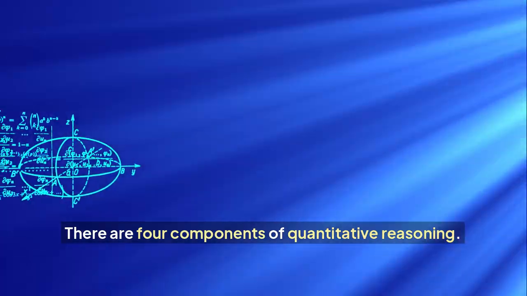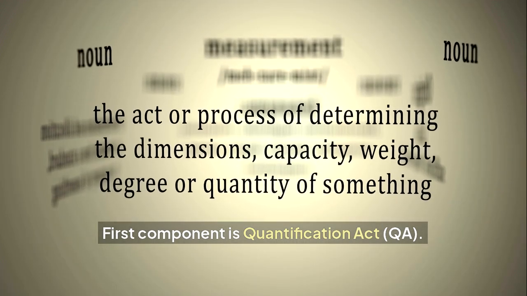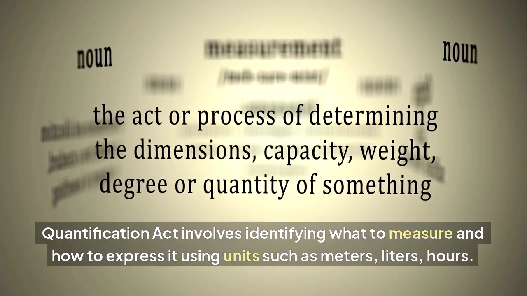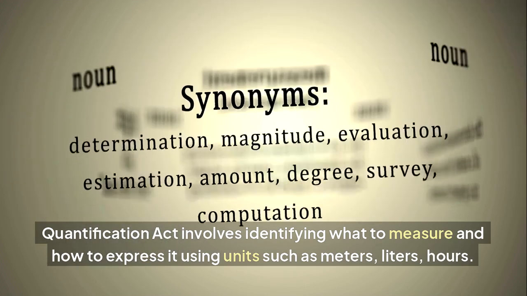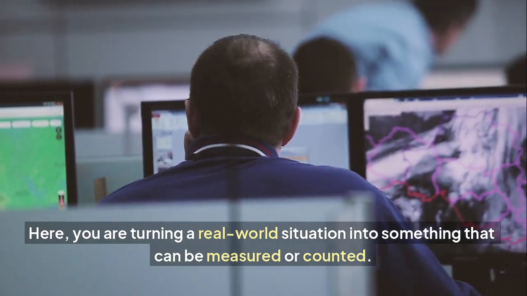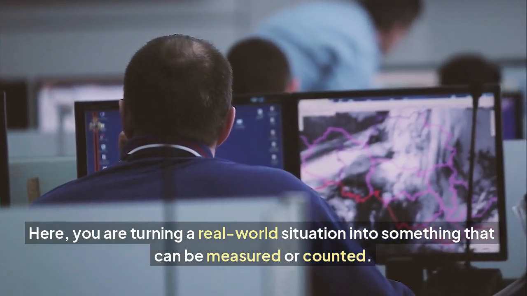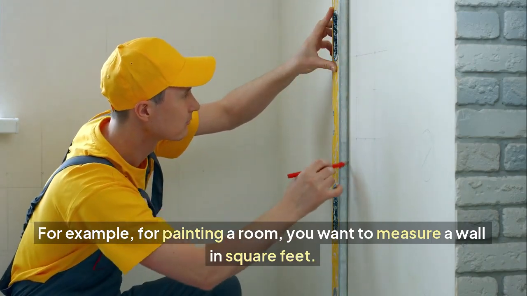There are 4 components of quantitative reasoning. First component is Quantification Act, QA. Quantification Act involves identifying what to measure and how to express it using units such as meters, liters, hours. Here, you are turning a real-world situation into something that can be measured or counted. For example, for painting a room, you want to measure a wall in square feet.